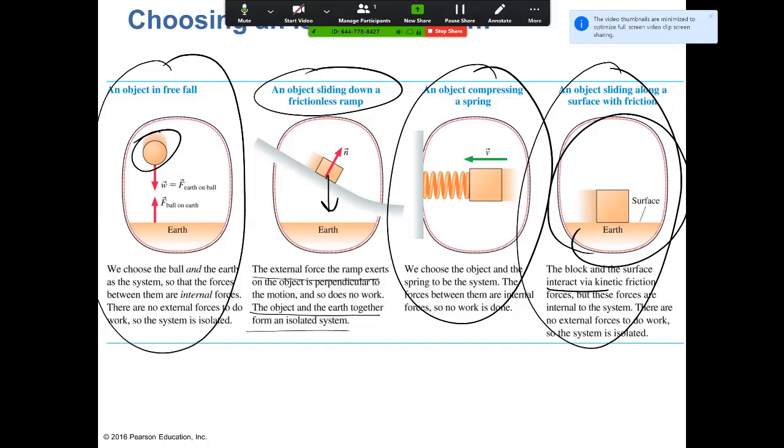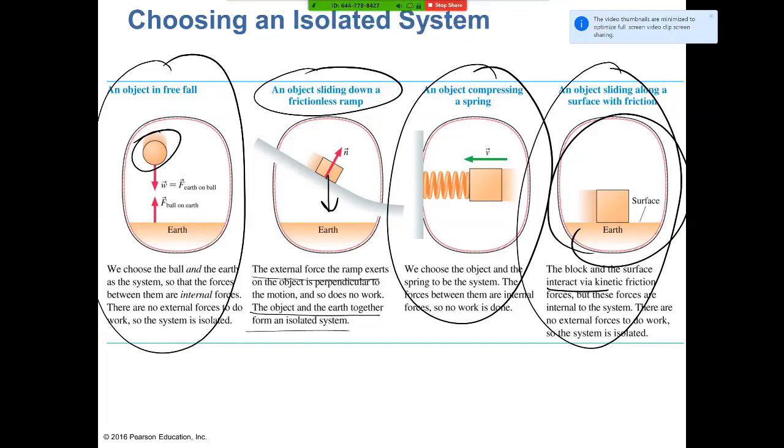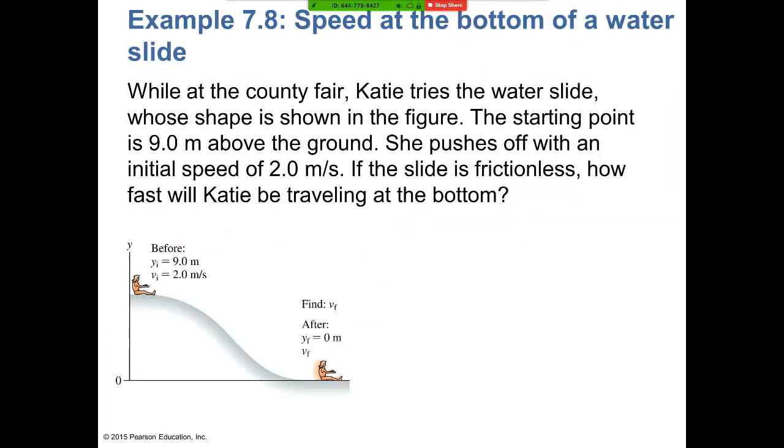All right, so let's look at this example over here. While at the country fair, Katie tries the water slide, whose shape is shown in the figure. So you can see it's unusual. It's not like an incline. If I try to solve this problem using Newton's laws, I can't because of the shape of the incline.